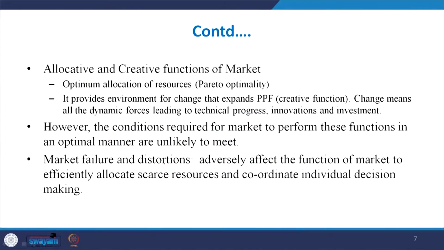Here, when we talk about the market mechanism or market role, it has two kinds of functions that can be done by the market. First is optimum allocation of resources. So, one of the main functions of the market is to allocate the resources optimally in the economy, and that is called Pareto optimality.